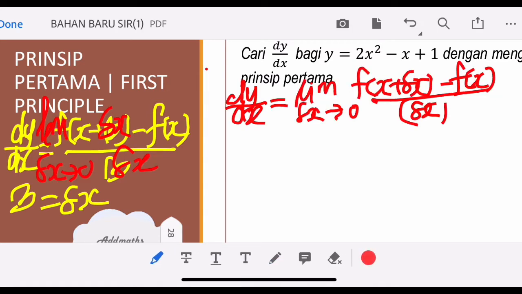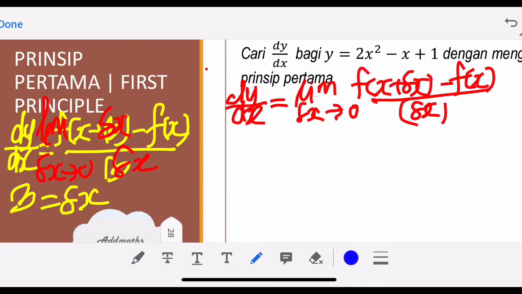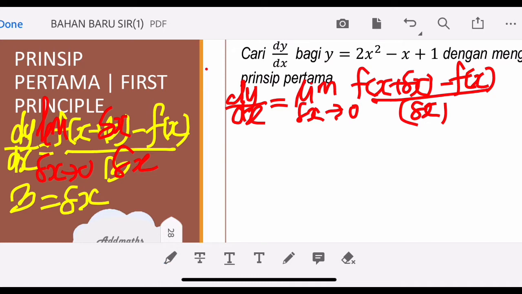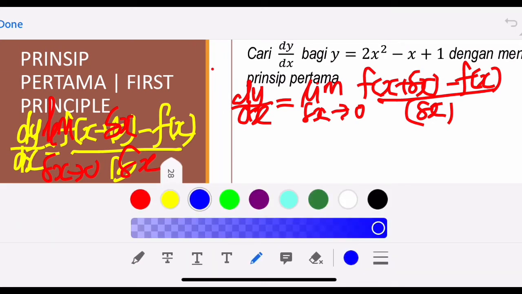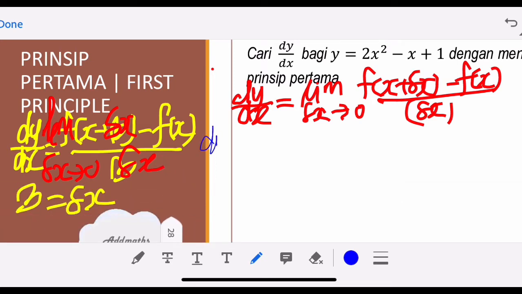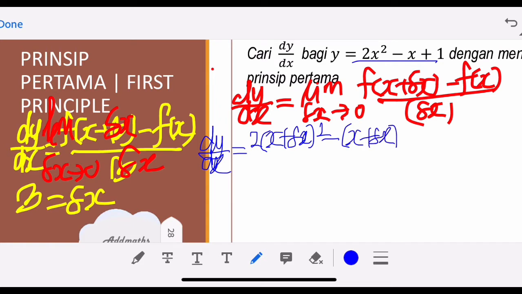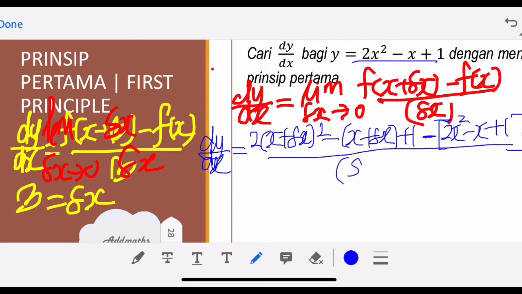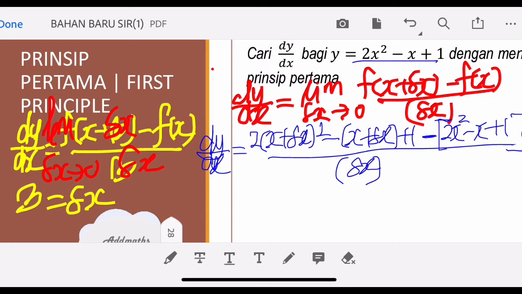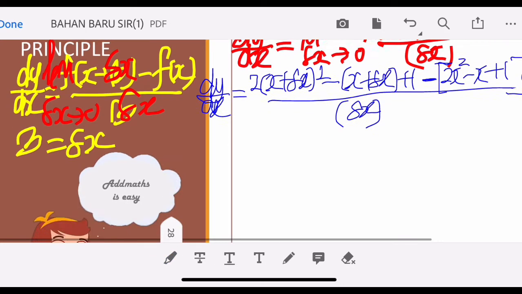Now we want to do it seriously, no love shape. So now I'm going to write like this. My dy/dx, I write as small as possible because I need to squeeze in everything in a line. So I will write 2(x plus delta x) squared, from here, minus (x plus delta x) plus 1, then minus f(x), which is the whole thing of the y, 2x squared minus x plus 1, over delta x. Be careful. You need to be very careful. So now we are going to solve it carefully.